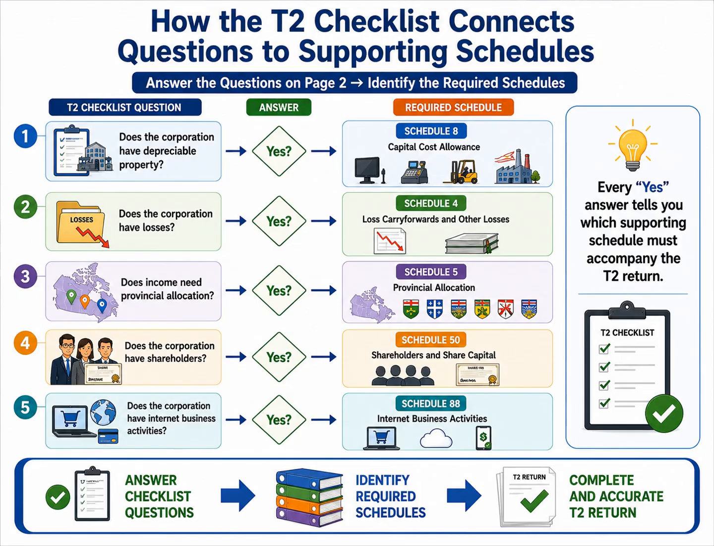As you work through page 2 of the T2 return, you'll notice that each question serves a specific purpose. These questions are not simply collecting information, they are helping determine which supporting schedules must be included with the corporate tax return. Think of each question as a decision point. When the answer is yes, it often means that an additional schedule is required. This creates a logical and systematic way to prepare a complete and accurate return.